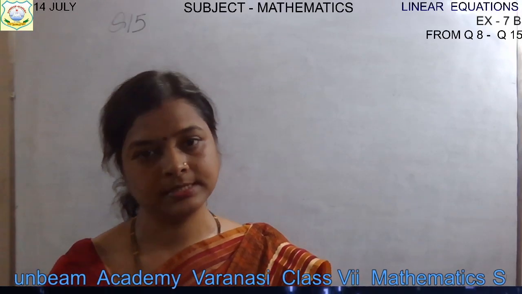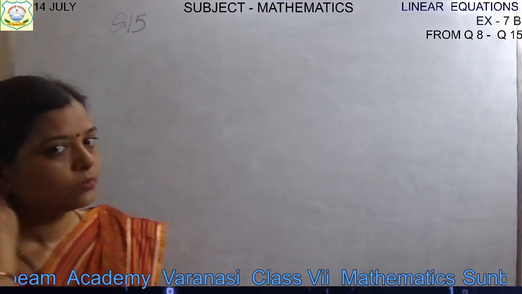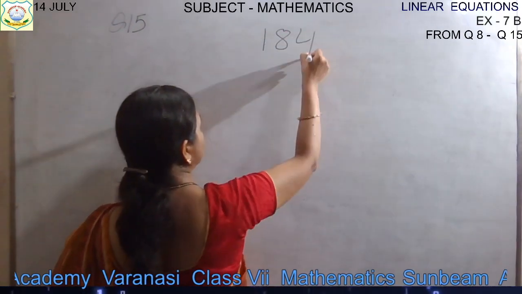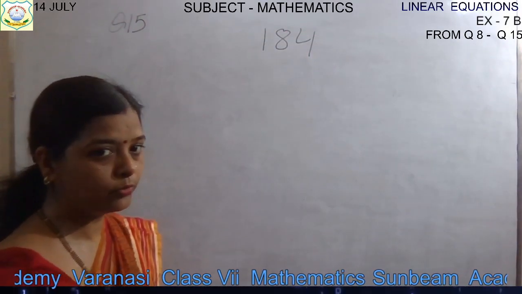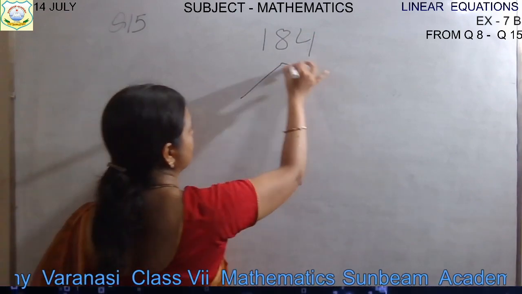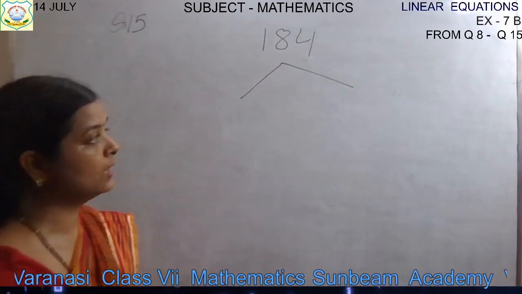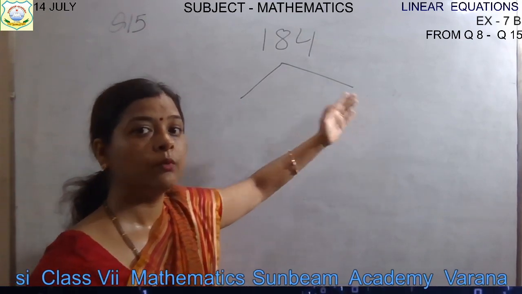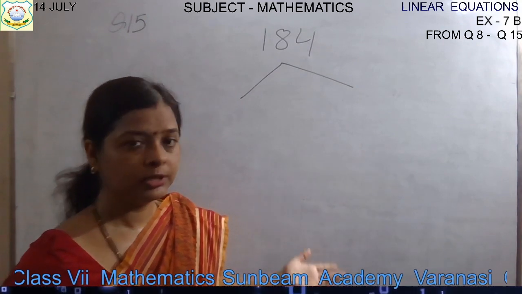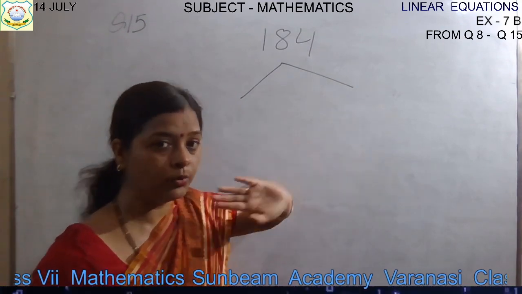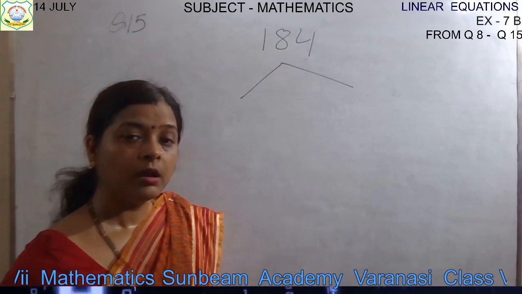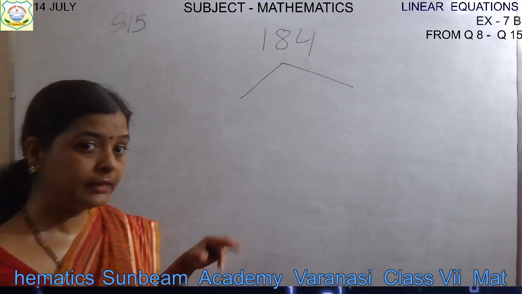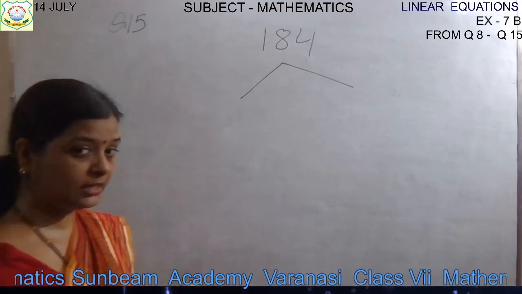Okay, let's see how we will solve it. Question number 15. We have a number 184. You have to divide it into two parts. It may be 100 and 84, it may be 80 plus 104, any number. It may be 1 plus 183, we don't know. But if you assume that these two numbers are divided and their combination is 184, their addition is 184.